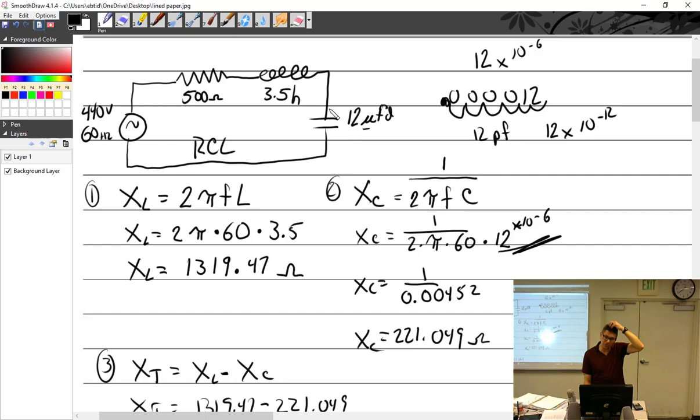So you really want to get used to using that EE function on your calculator, or you're going to be off by a power of 10, and right there, the rest of your answers are all wrong. And at that point, you're going to fail every single question on here.